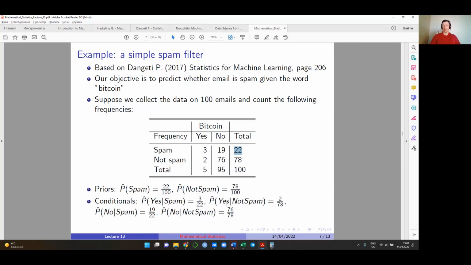Now, the conditional probability that there is the word Bitcoin given not spam is 2 out of 78 here. Now, what is the conditional probability that the letter is spam but does not have Bitcoin? It's 19 over 22. And the probability that a not-spam letter does not contain the word Bitcoin is 76 over 78 here. So we have all the conditionals.